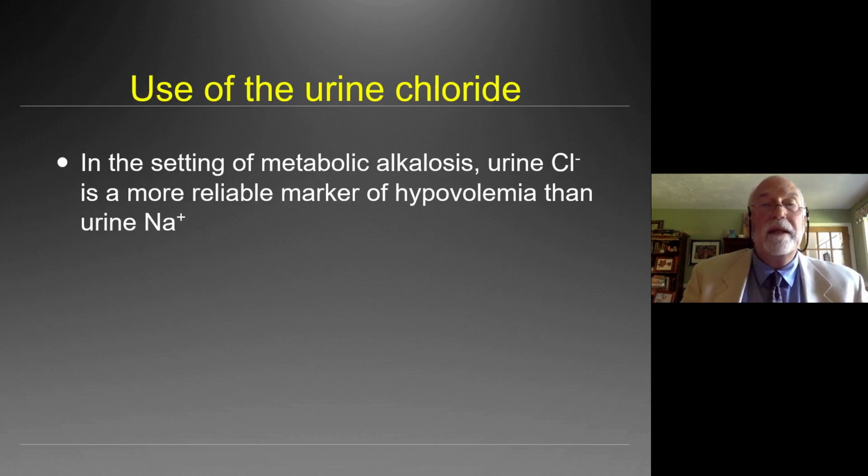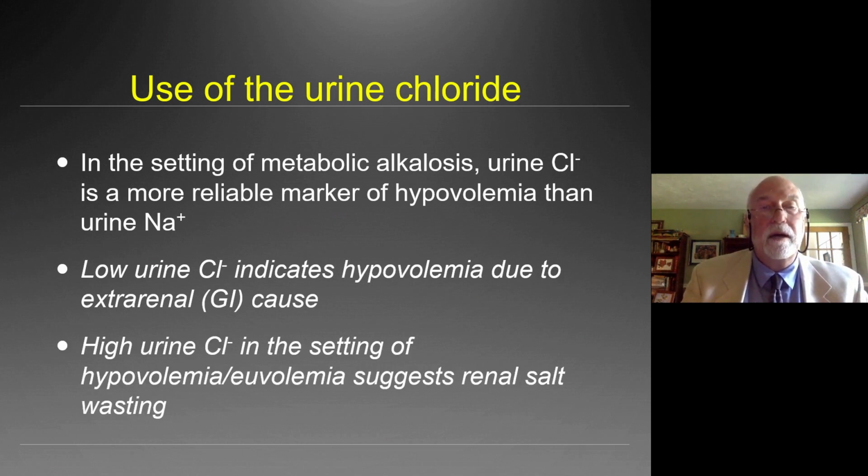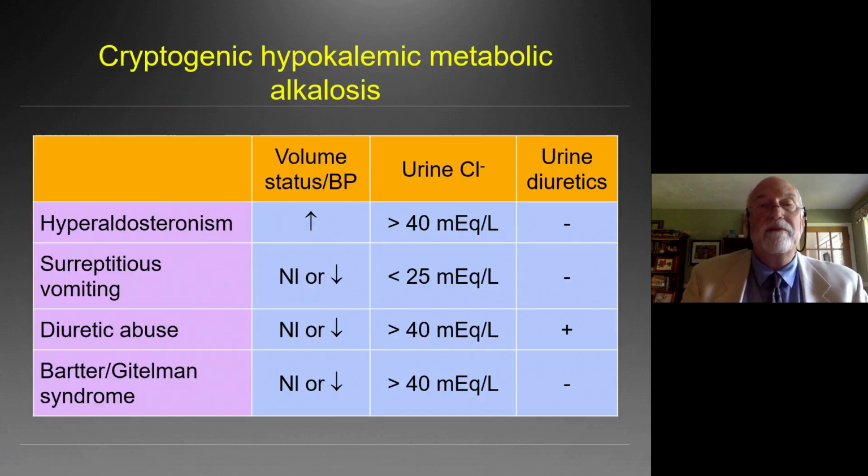So in the setting of a metabolic alkalosis, the urine chloride is actually a better marker than the urine sodium. That's because of the filtered bicarbonate, which is negatively charged and requires a positive ion to go out in the urine with it. And we only have two in the urine that we can use, and those are sodium and potassium. So the urine sodium may be elevated, but the urine chloride will be low in the setting of hypovolemia due to extrarenal GI causes. If the urine chloride is high, it suggests renal salt wasting, such as with Bartter's, Gitelman's, or the use of a diuretic.